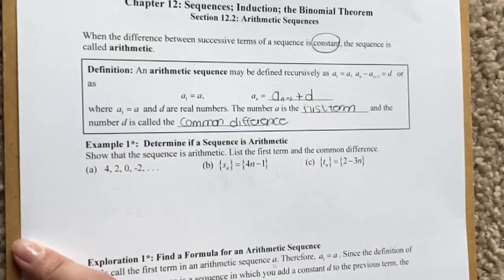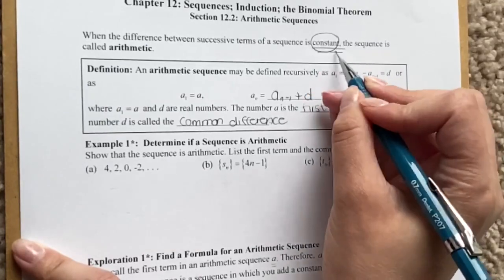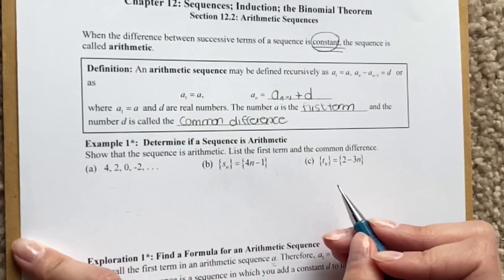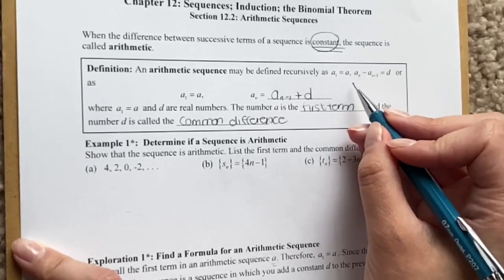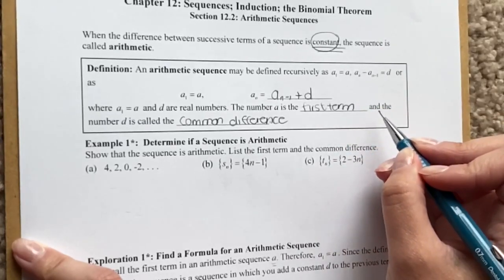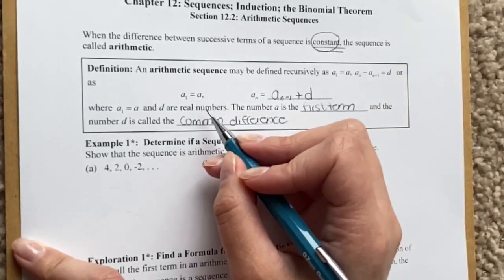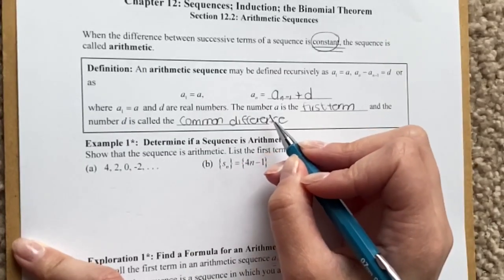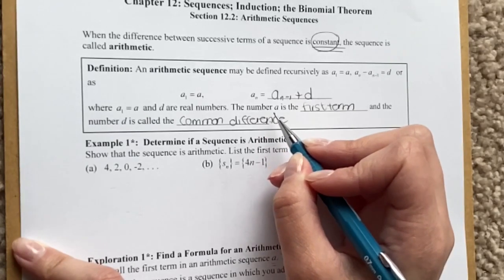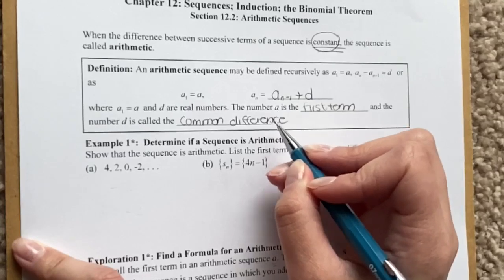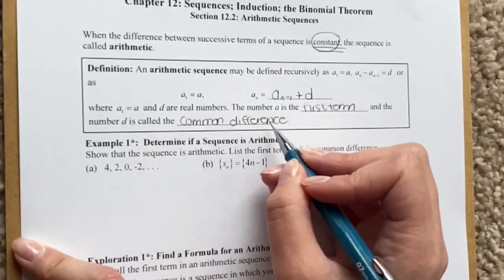Hi, today you are going to learn about arithmetic sequences. When the difference between successive terms of a sequence is constant, the sequence is called arithmetic. An arithmetic sequence may be defined recursively as a sub n minus a sub n minus 1 equals d, or as a sub 1 equals a, and a sub n is going to be a sub n minus 1 plus d, where a sub 1 equals a and d are both real numbers.